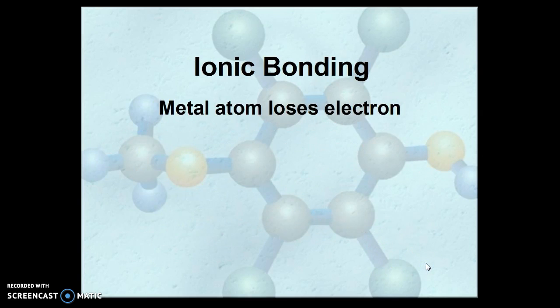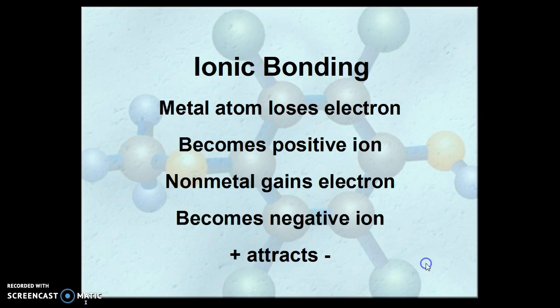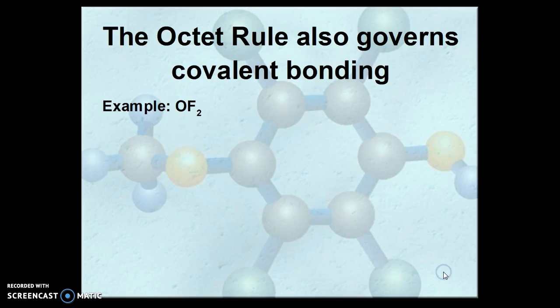Ionic bonding: the metal atom loses an electron and becomes a positive ion. The nonmetal gains an electron and becomes a negative ion, and plus attracts minus. It's as simple as that. The bond is very, very strong. Therefore, the melting is very difficult. Now, water has enough energy to separate the sodium and the chloride, and we'll see later water is also a polar molecule, which gives it an advantage when it comes to dissolving these ionic compounds.